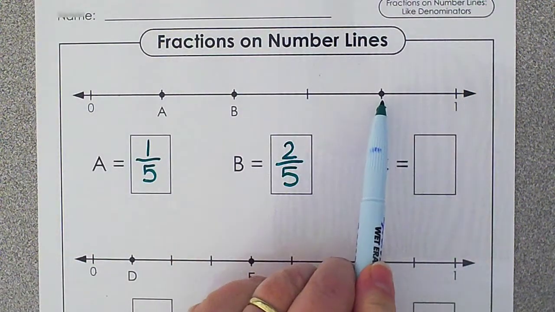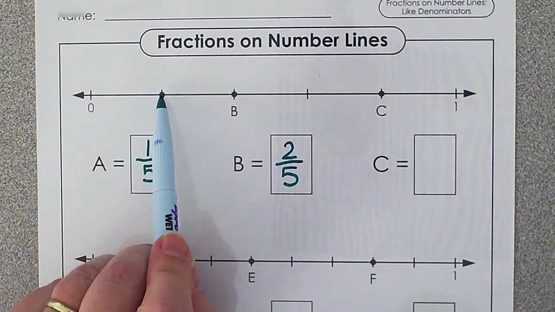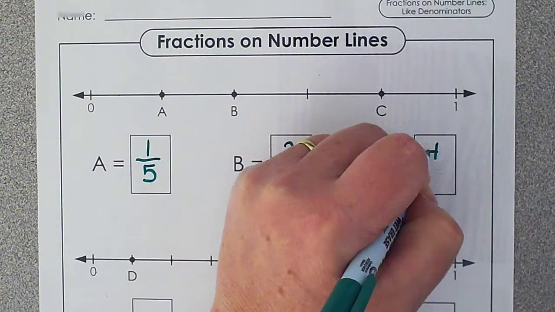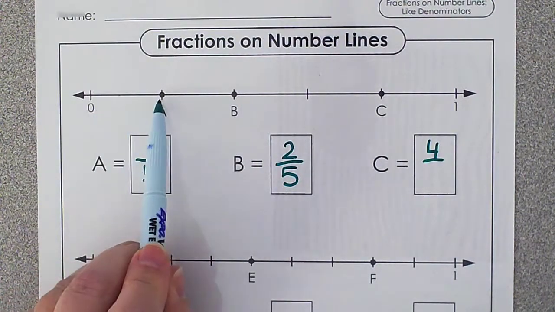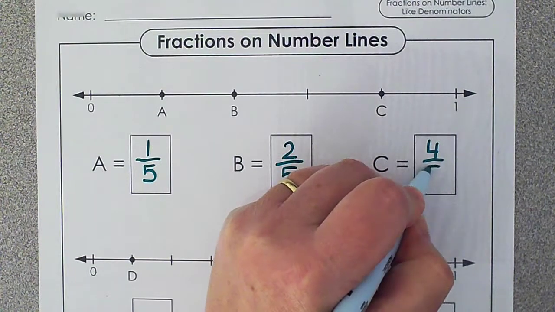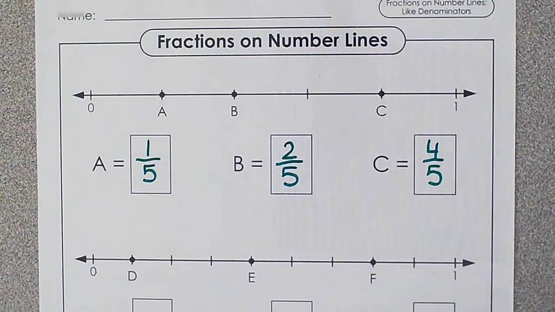Point C is a little bit further in our number line, so we're going to count over to point C. 1, 2, 3, 4. My numerator is 4. 1, 2, 3, 4, 5. There are 5 parts in all. So my fraction for C is 4/5.